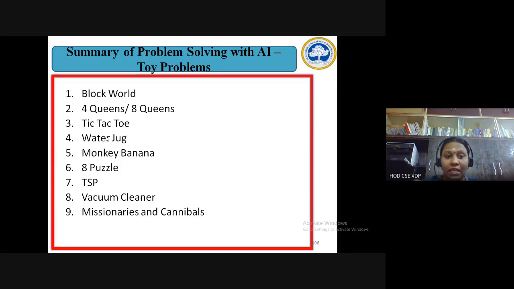And for all the cases, you just have to calculate the path cost. In some cases, path cost will not be there. Some cases, you'll have the path cost, right? You have to be careful with that. And then 8 puzzle game, that is the sliding transition game. So heuristics was used here.